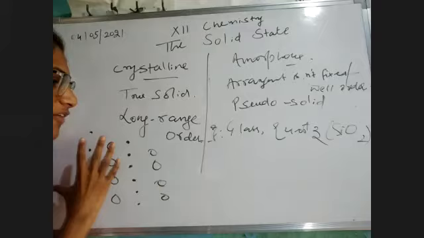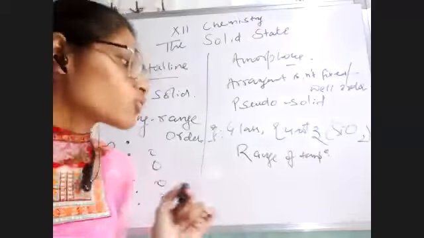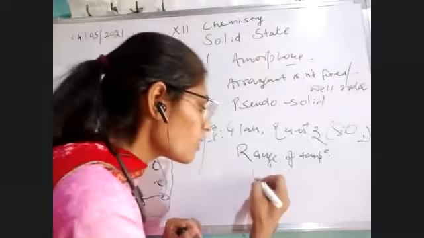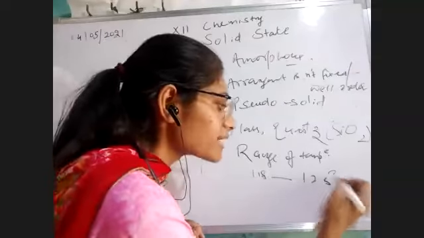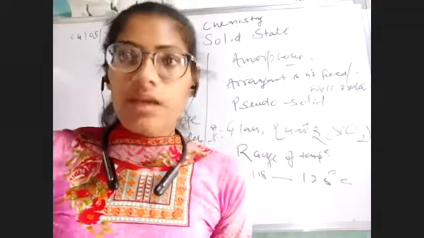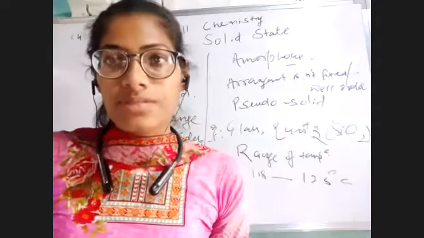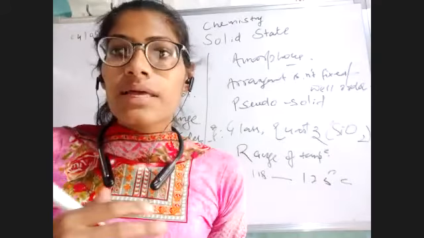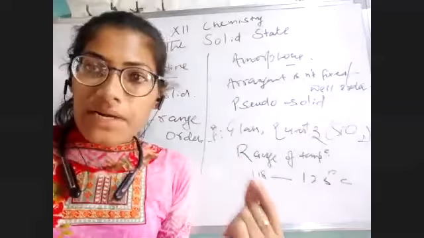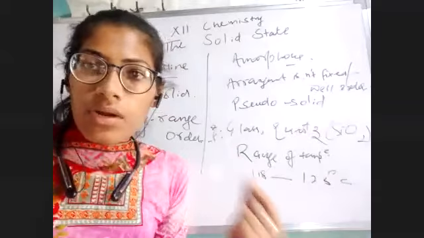When you come to chemistry laboratories or higher classes, you'll come to know that some solids do not melt at a particular temperature. They melt from 118 to 123 degrees Celsius, for example naphthalene and camphor, which you would study in higher classes. So they do not melt at a particular temperature, unlike the crystalline. That's the first one.